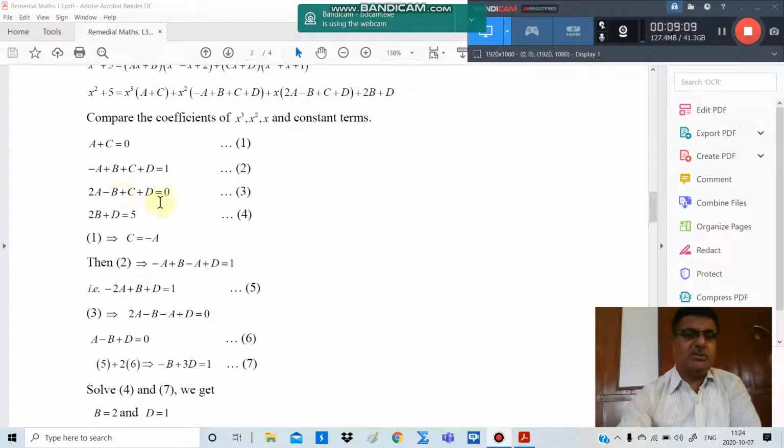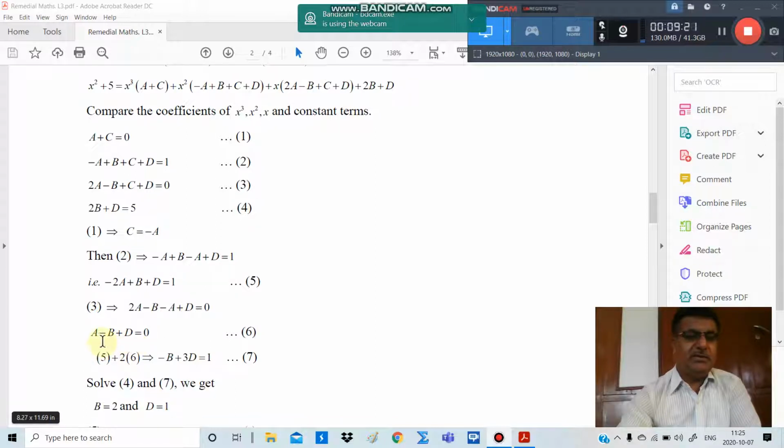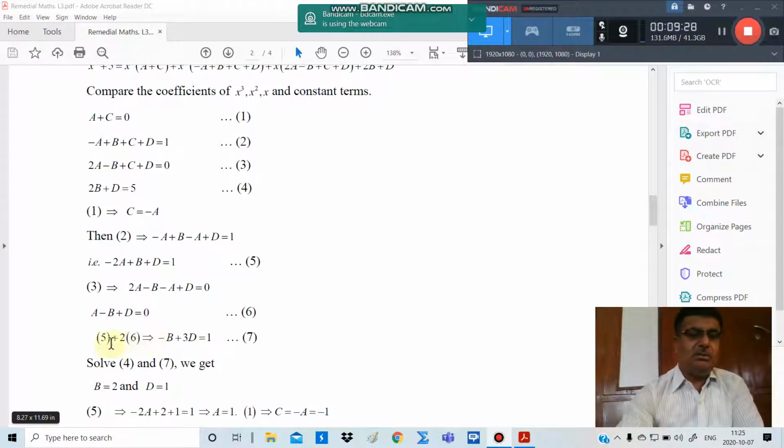Now equation 3 implies 2a minus b minus a plus d equal to 0, because c equal to minus a. Then when we simplify we get a minus b plus d equal to 0. Now add equation 5 with twice of equation 6. This is equation 6 and this is equation 5. Then we get minus b plus 3d equal to 1. Suppose this is equation number 7.